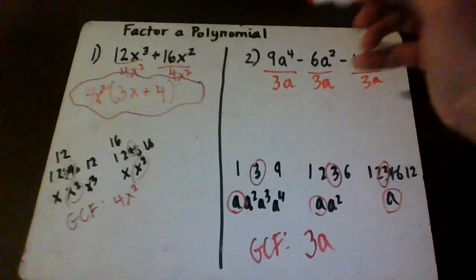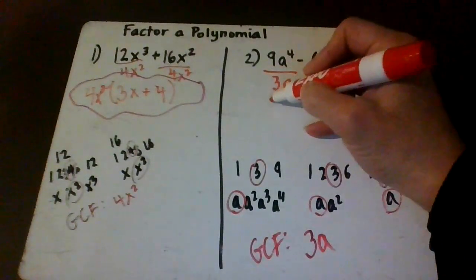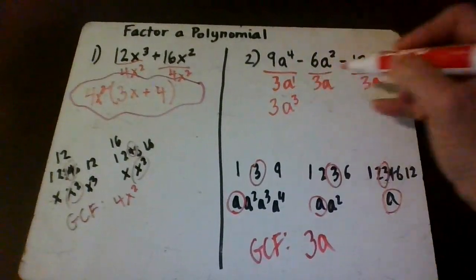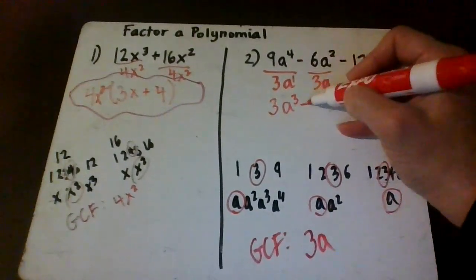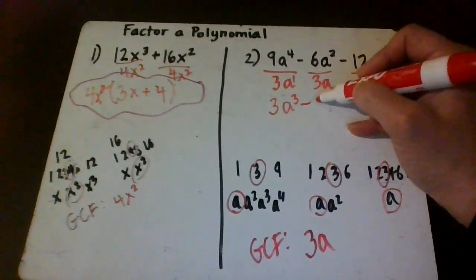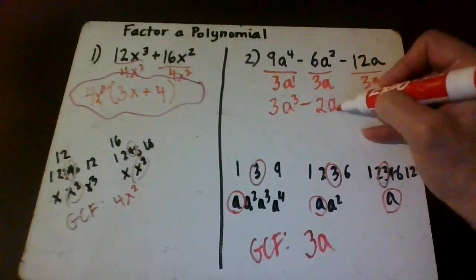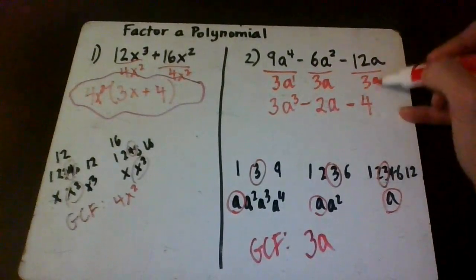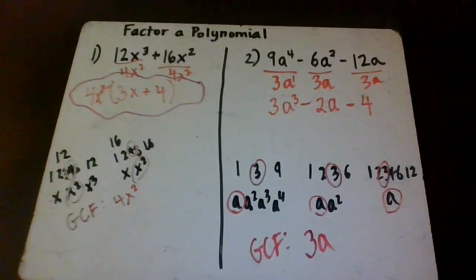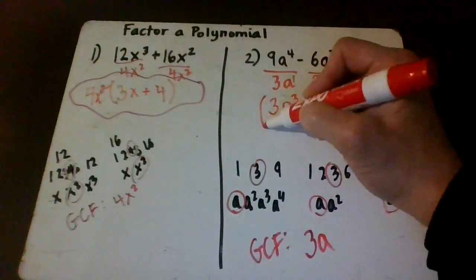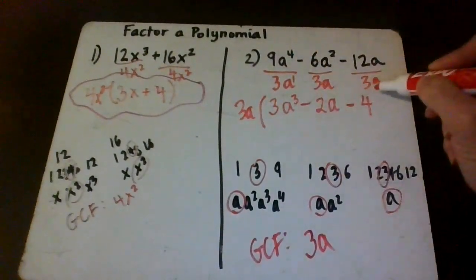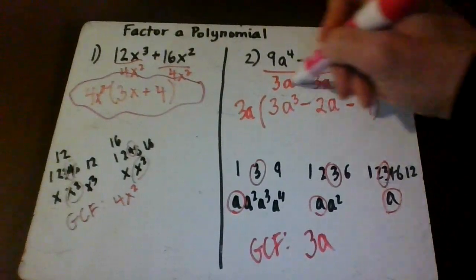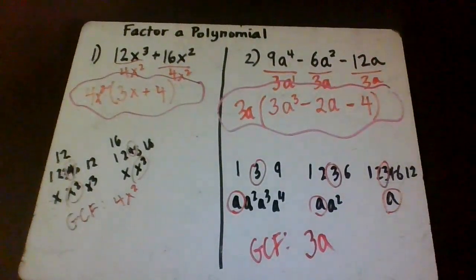Now I use my quotient of powers. 9 divided by 3 is 3. Keep the base the same. Subtract. That'd be to the third power. Put in my minus sign. Just bring that down. 2. And this would be a to the first, minus 12 divided by 3 is 4, and that would just cancel each other out. And then, of course, I put my greatest common factor on the outside, and that, ladies and gentlemen, is factoring a polynomial completely.